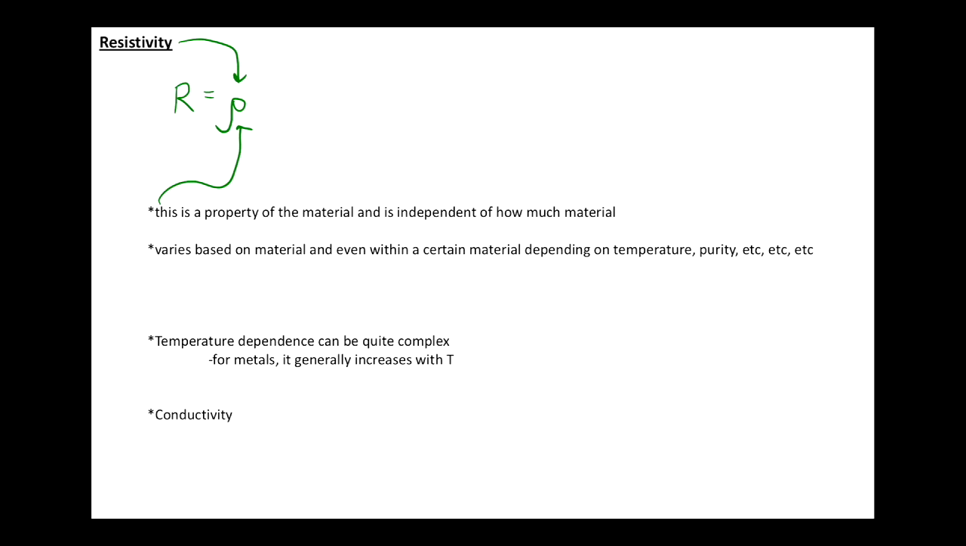In the numerator here, we have the length of the material. If I have to pass through more of the substance, it makes sense that it would offer more opposition or more resistance. But this is also divided by A, the cross-sectional area of the material.